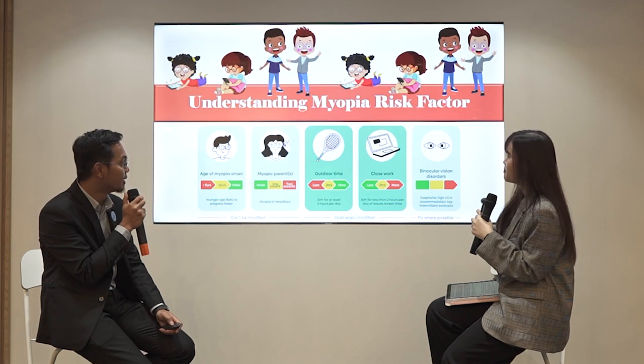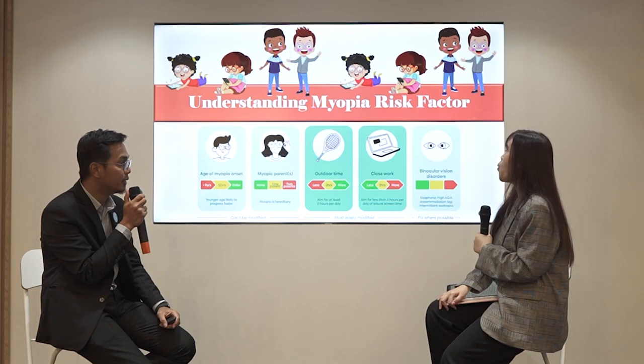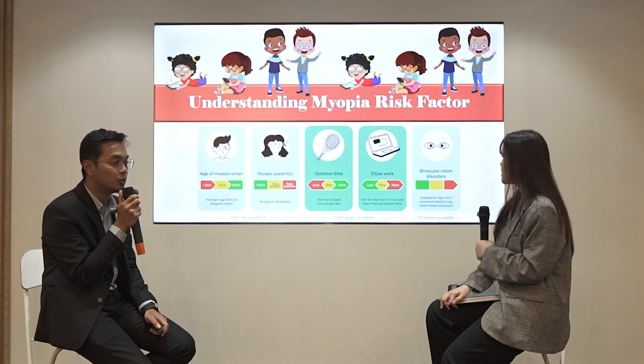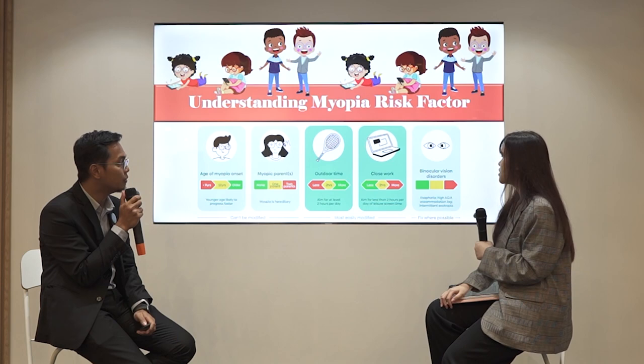We have 2 eyes, and these 2 eyes have to work properly together. If you look straight, both eyes need to look straight. You cannot have one eye turn in while the other eye looks straight. If this happens, you have a higher risk of getting short-sightedness. So if you notice your kid's eyes suddenly drift out or drift in, have an eye check so that we can manage that disorder first.